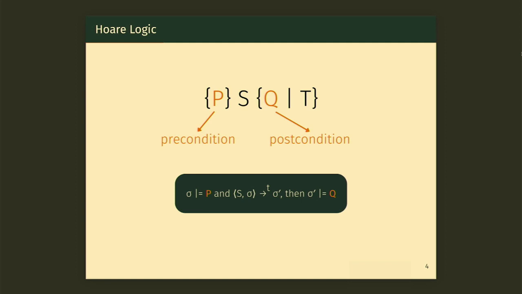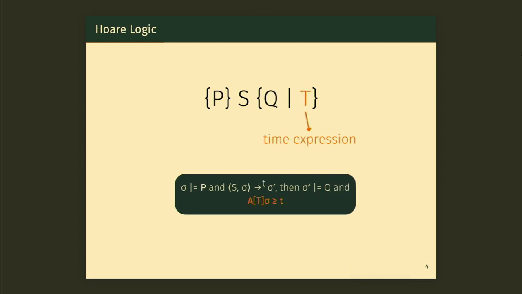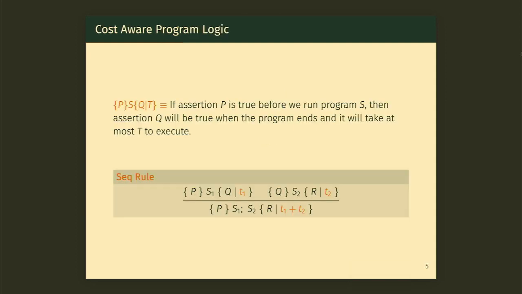But in order to be able to talk about execution times, we have another expression, a time expression T, to the right of the postcondition, that represents a limit on the execution time of program S. So, having this new structure, we're now able to define some new derivation rules for our logic. I'm just going to focus on the time expressions here highlighted. I'm not going to go into the correctness proof because that's trivial and it's the classic definition.